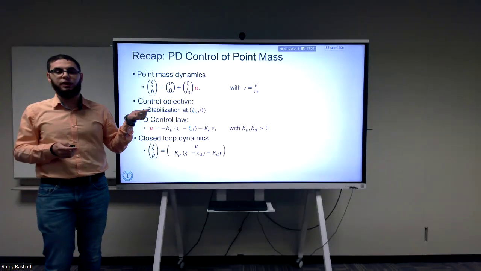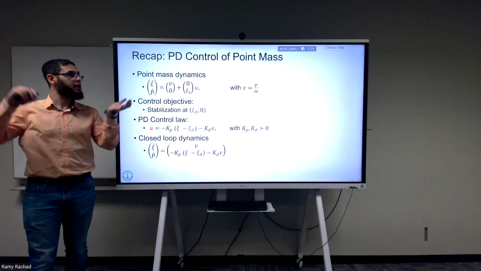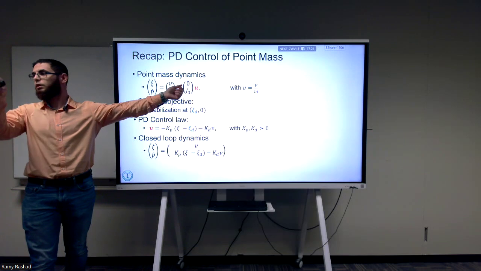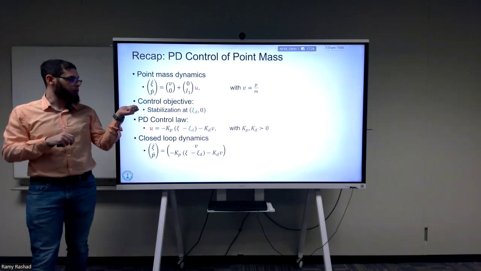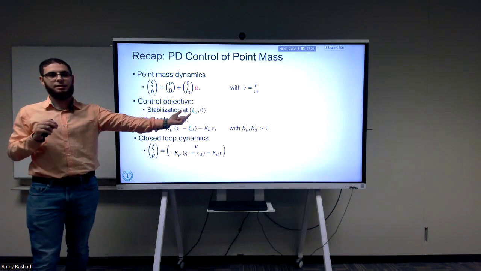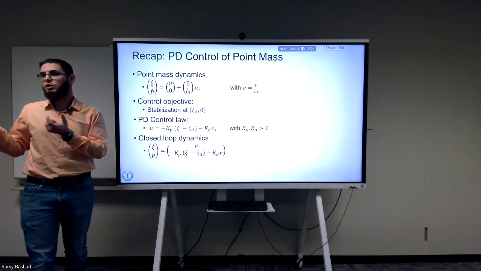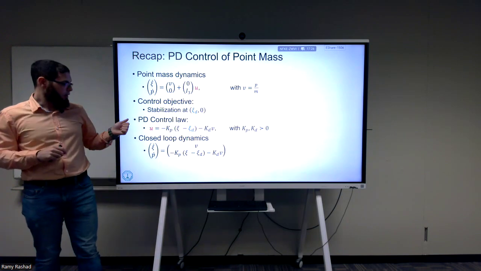Let's recap what we did with the point mass last time. The point mass is just a point in the air living on R3. We have some control inputs, so usually there will be the forces applied to this point. Our control objective is to stabilize this point at this desired state, which has a momentum or a velocity of 0 and the desired location of psi d.